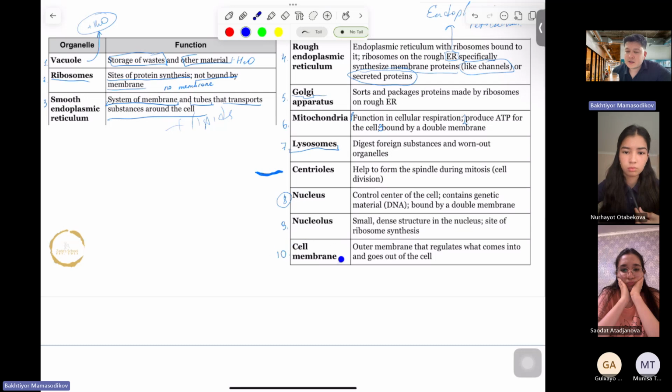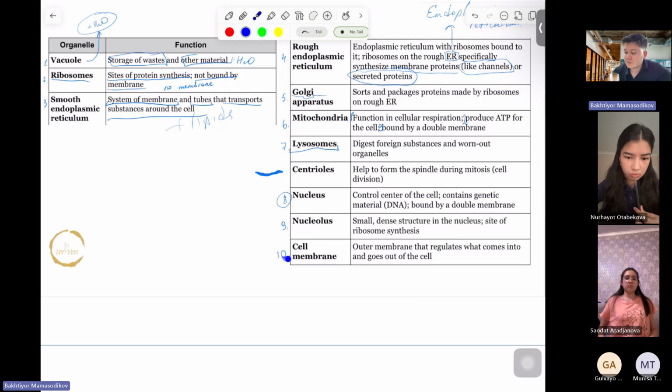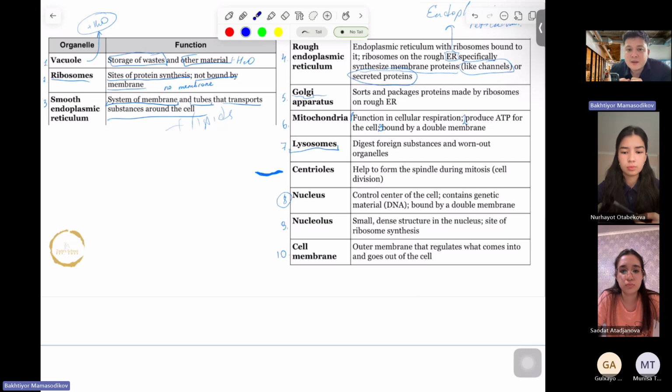And the last organelle you have to remember is the cell membrane. This is the outer membrane that regulates what comes into the cell and what goes out of the cell. It does active diffusion, passive diffusion, facilitated diffusion, and bulk transport. Everything is done by the cell membrane. Okay, good. Any questions regarding the cell organelles?